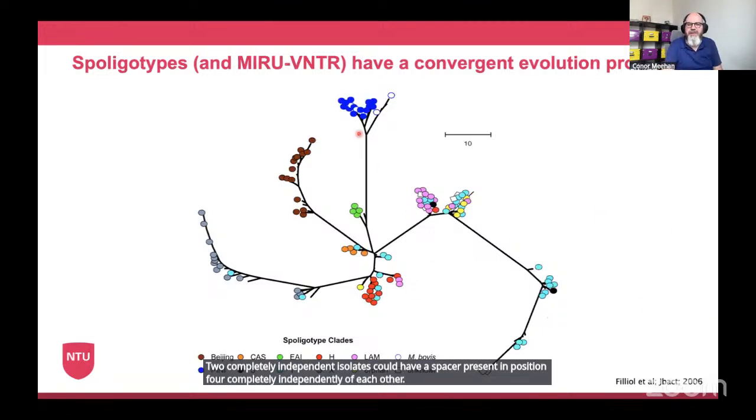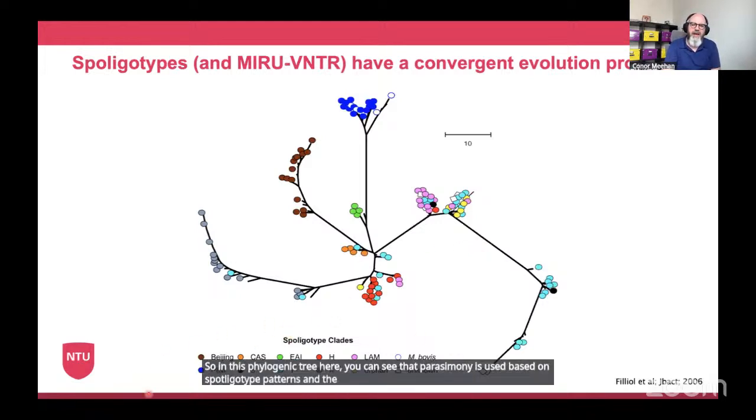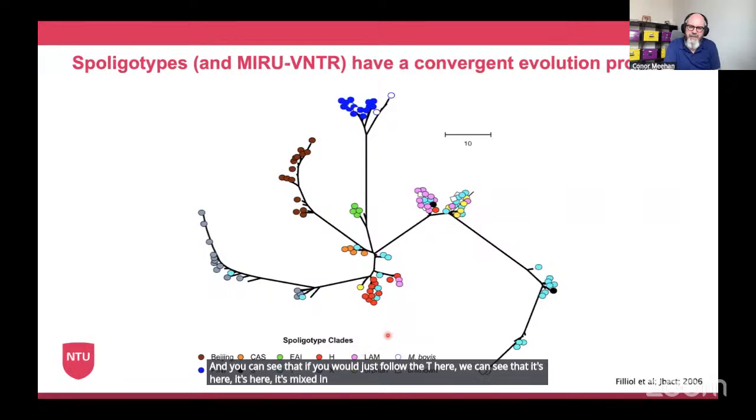So in this phylogenetic tree here, you can see that parsimony is used based on Spoligotype patterns, and the coloring and the isolates down here are supposed to indicate Spoligotype groups. And you can see that if you just follow the T here, it's here, it's here, it's mixed in here with the LAM, it's also mixed in here with some orphan ones, it's also down here mixed in with CAS, and it can be mixed in over here with the X lineage.